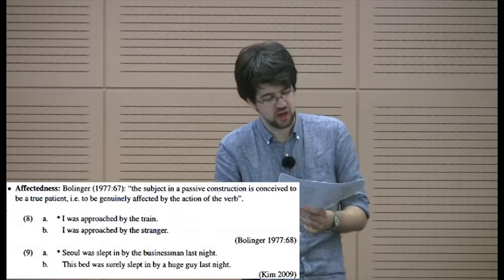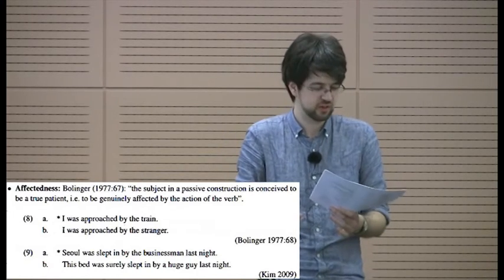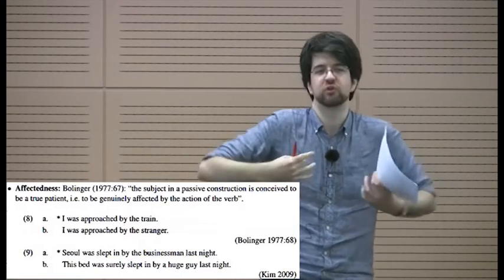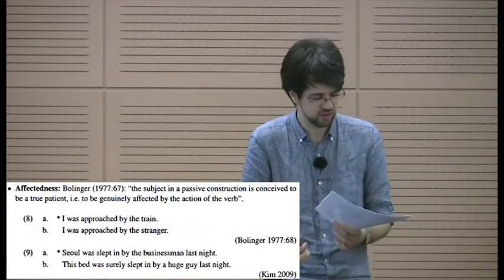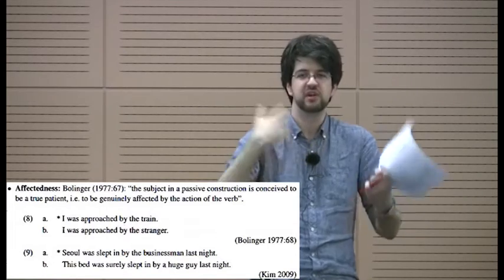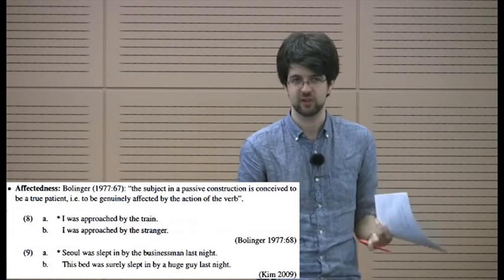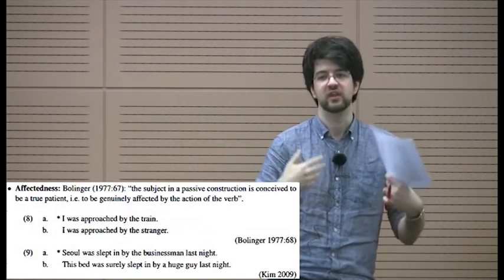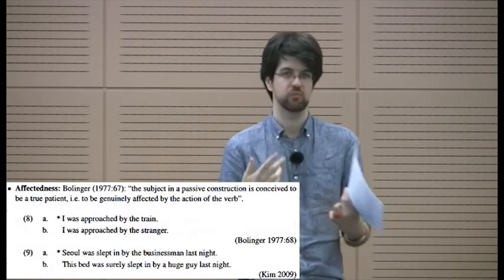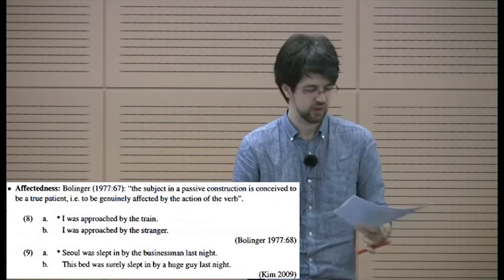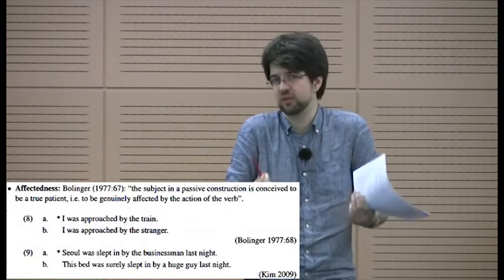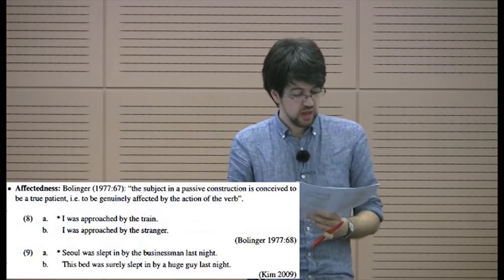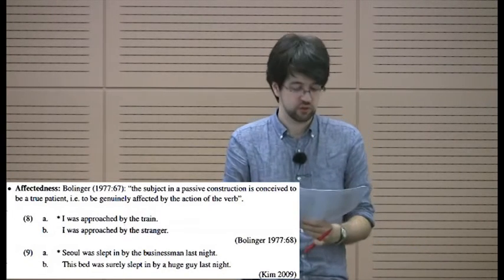And the claim is that I was approached by the train is bad because in this case the subject is not actually a patient, right? Bolinger calls it the terminus of a path or something, but the train comes towards me but it doesn't interact with me in any way. I'm not actually affected by this train. Whereas if I'm approached by a stranger, the implication is that they're talking to me, they're propositioning me, maybe they're panhandling, whatever. And so I'm affected, I'm a patient in this interaction. And exactly the same thing is true of the prepositional passive, right?